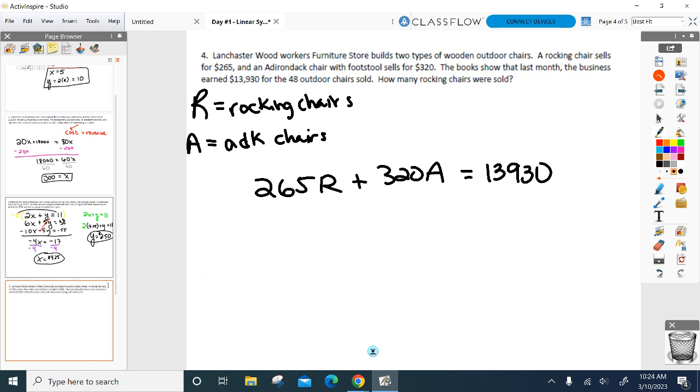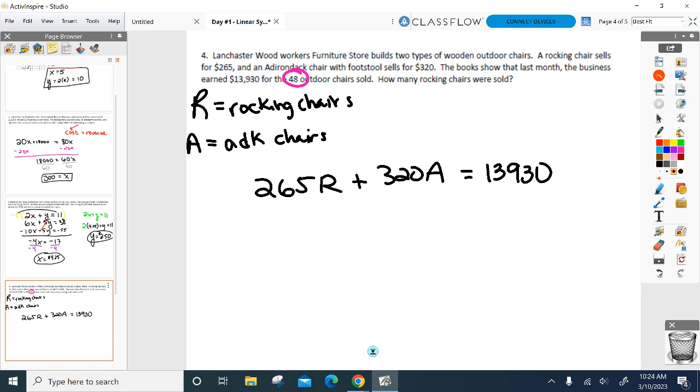I need a second one though. I gotta somehow incorporate that there were 48 total chairs sold. I don't attach the money here. 265, oh no, you're attaching money, Jared. We already did the money. That's taken care of, so I don't use the 265 again. But I do know there's 48 total chairs. 48 R? That's 48 times the number of rocking chairs. There's 48 total, just 48 chairs in general. 48 total chairs.